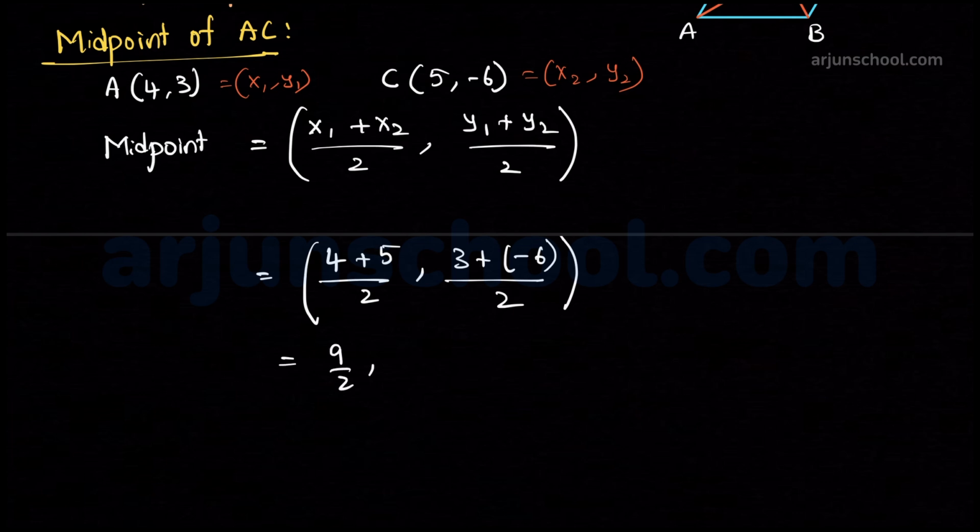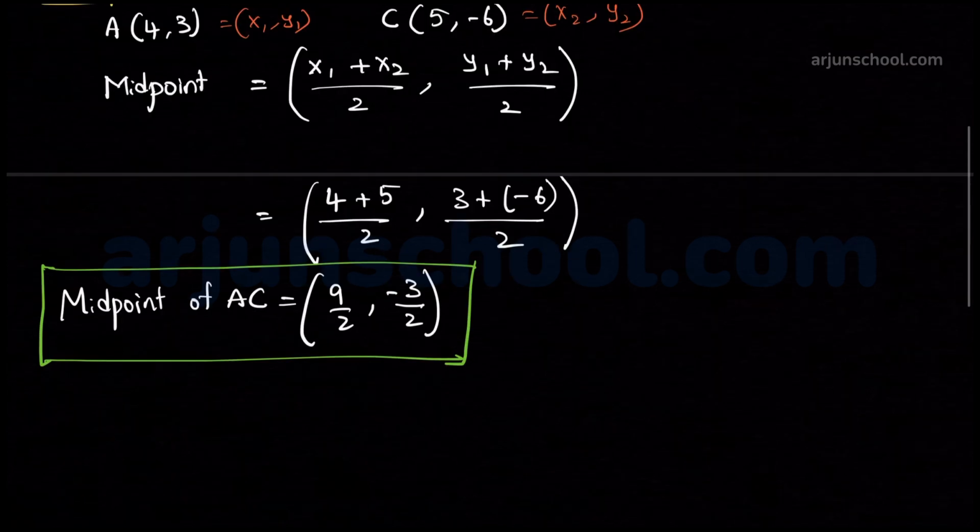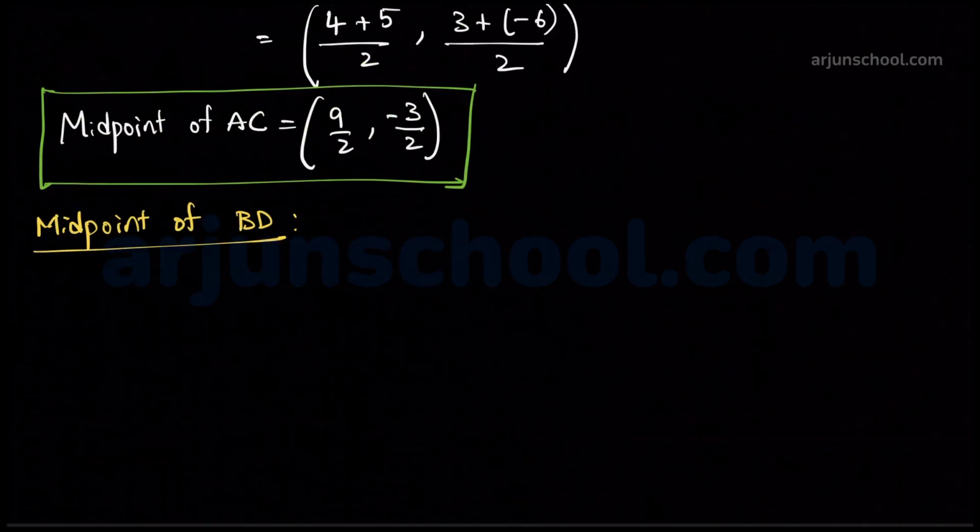4 plus 5 is 9 by 2. 3 minus 6 is -3 by 2. We have found that the midpoint of the diagonal AC is (9 by 2, -3 by 2). Now let us find the midpoint of diagonal BD.